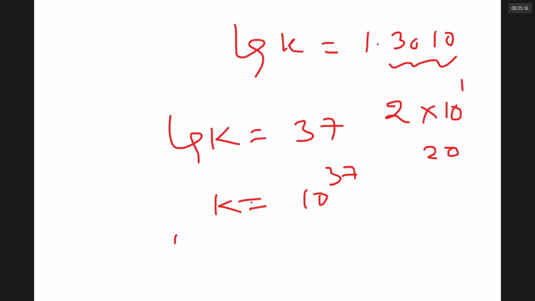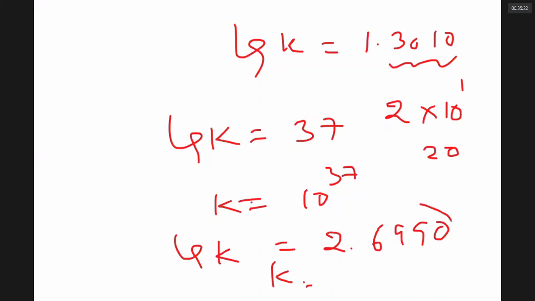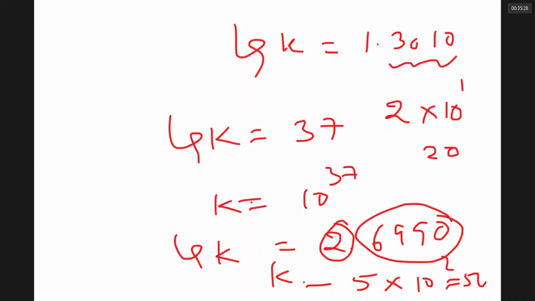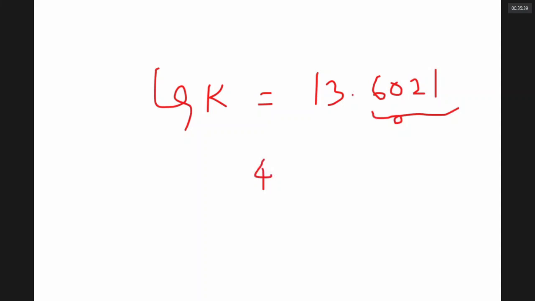Sir, if log k is equal to 2.6990, then k is equal to anti-log of 0.6990, which is 5, into 10 to the power 2. That's true. Sir, if log k is equal to, say, 13.6021, anti-log of 0.6021 is 4, and this characteristic will become 10 to the power 13. Are we very clear about it, sir? Yes, sir.